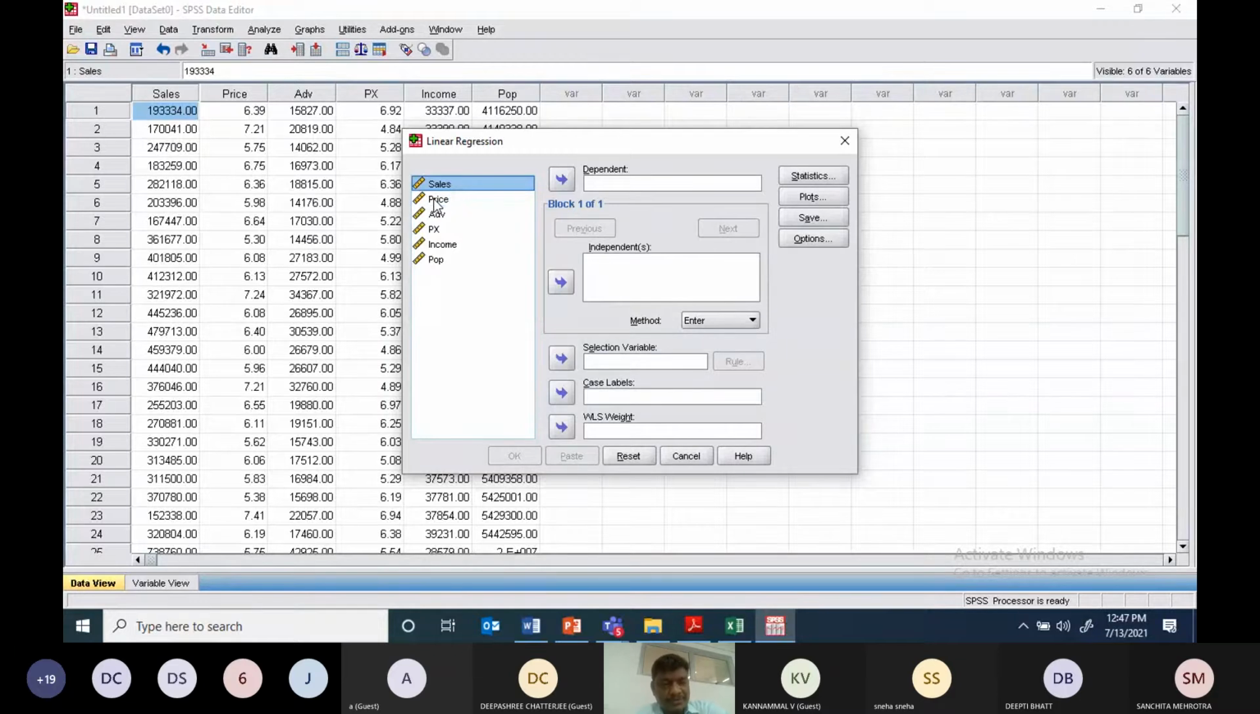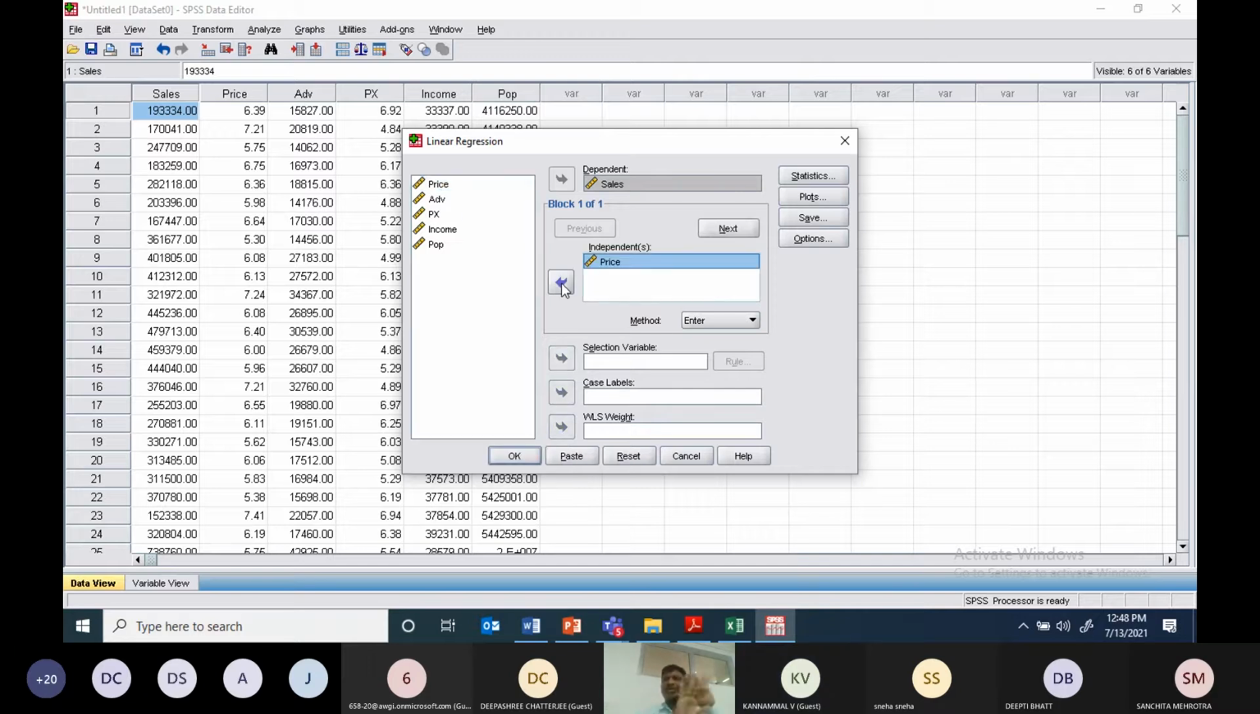What is the dependent variable? Sales. Sales is the dependent variable, I mentioned it here. So what is the independent variable? I will go for only Price. I don't want to go for income and the others, because we'll keep our model as a simple linear regression model. So only two variables: Sales is the dependent variable and Price is the independent variable. That's it, nothing else.